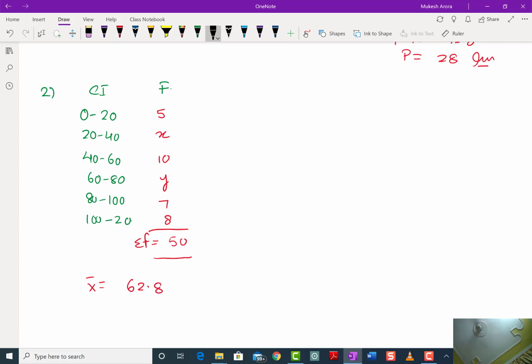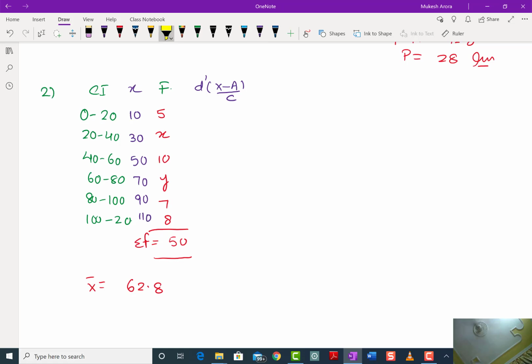Same, we have to find it by the step deviation method, d' = (x - a)/c. First of all, we need x. X means the mid value. Mid value means (upper limit + lower limit) divided by 2. This is 10, 30, this is 50, this is 70, this is 90, and this is 110.